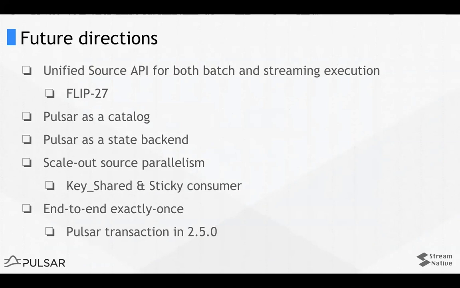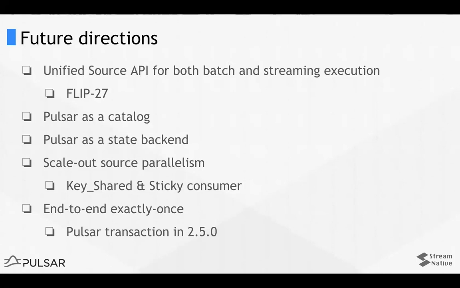For example, in the previous integration we did the batch sink, but we didn't do the batch source and batch sink in this integration. We are waiting for FLIP-27, the Flink community's attempt to unify the source API for both batch and streaming execution. We don't want to introduce a batch source or batch sink, and then have to redo the integration when the new API comes out.